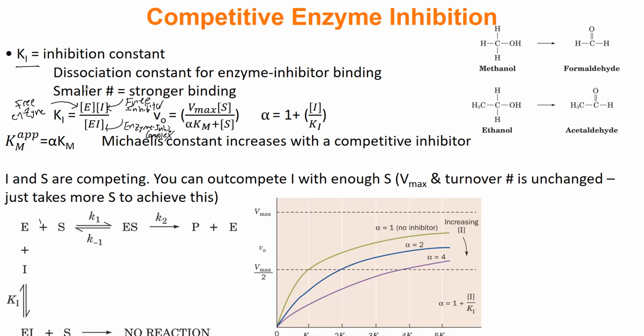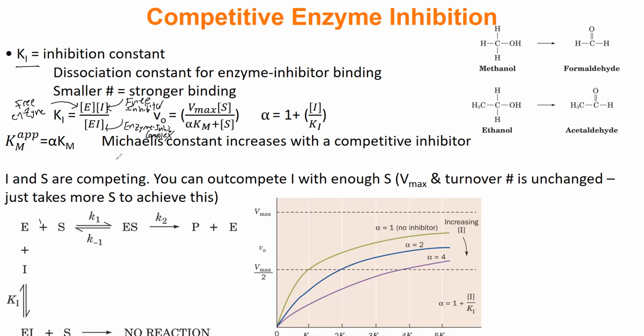So if you have a small number, that means that the denominator is big. If the denominator is big compared to the numerator, that means you have a lot of enzyme inhibitor complex, not much free inhibitor, not much free enzyme. So Ki will be a very small number. So just keep that in mind. The smaller the Ki, the stronger the binding.